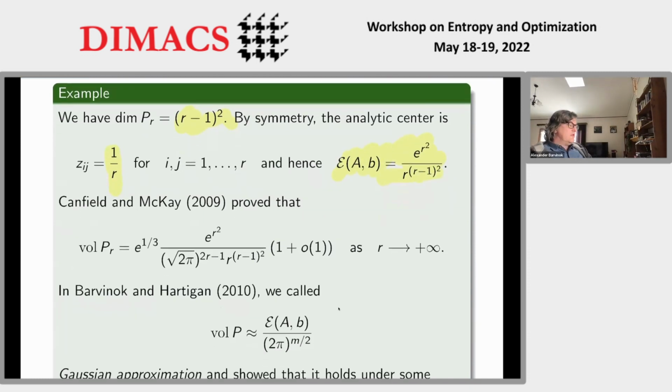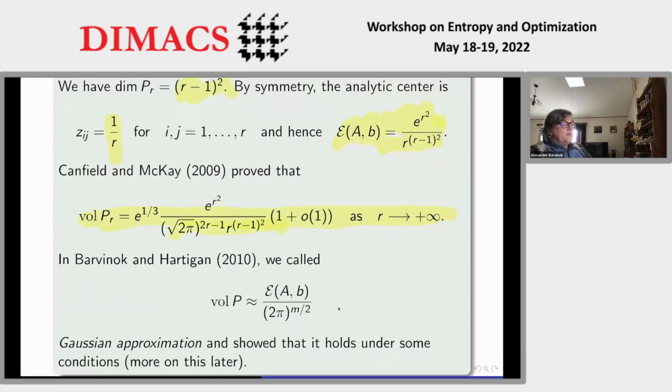And luckily for us, Rod Canfield and Brendan McKay actually computed the exact asymptotic as the size of the matrix goes to infinity. And that's their formula. So as we see, we do have that codimension 2R minus 1, and we do have the square root of 2 pi, which previously appeared in the formula for the simplex, right? And here we have it again. And that's not a coincidence. What's also interesting here is this curious factor, the cubic root of E.